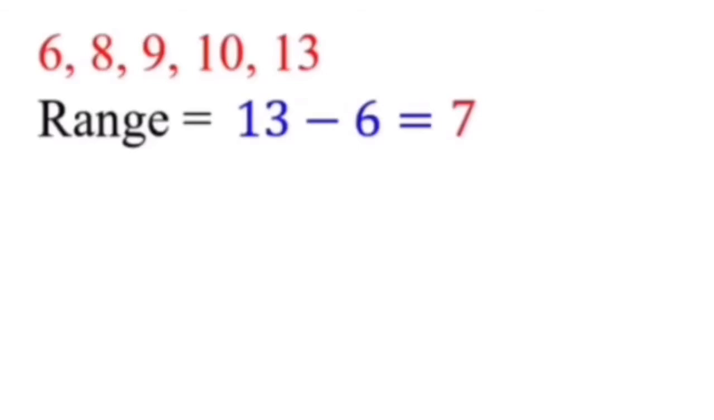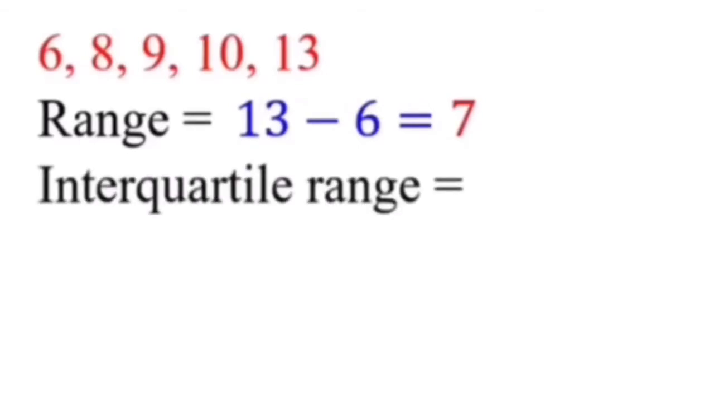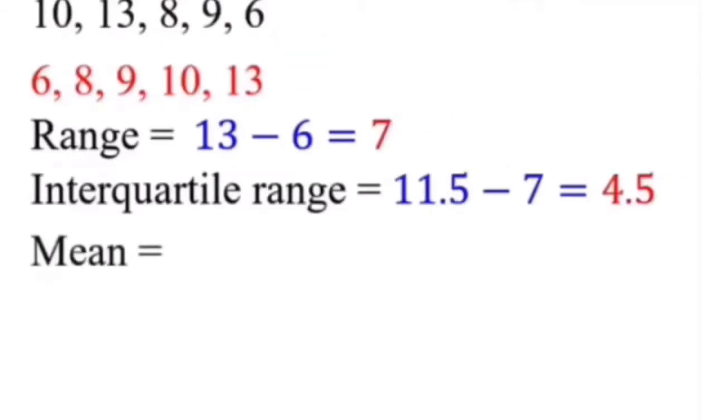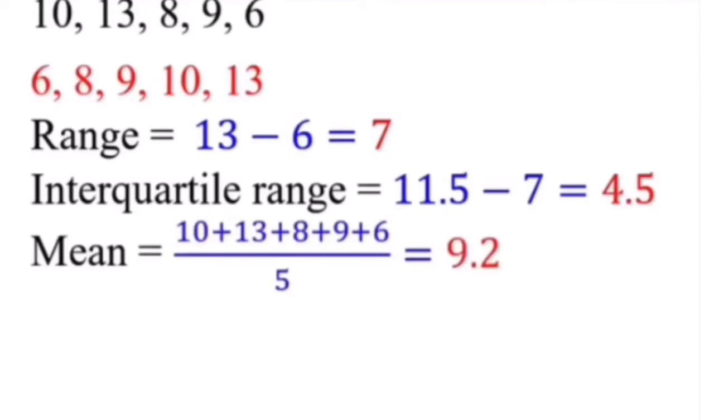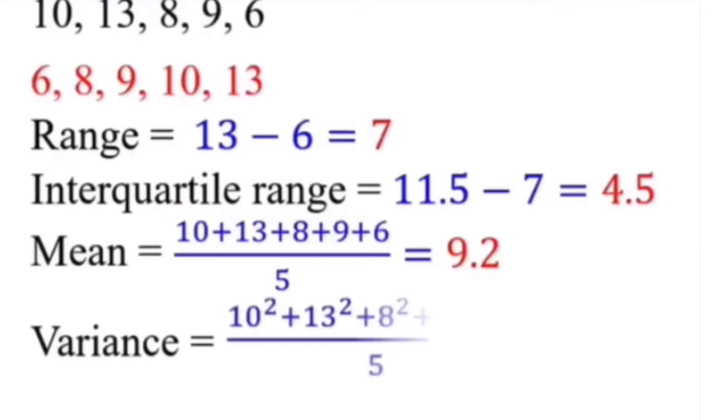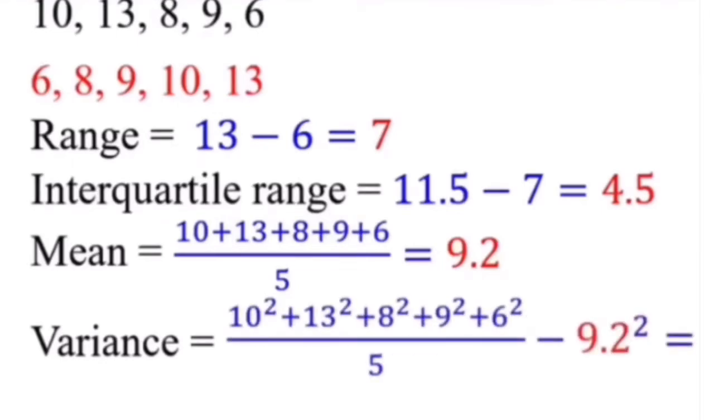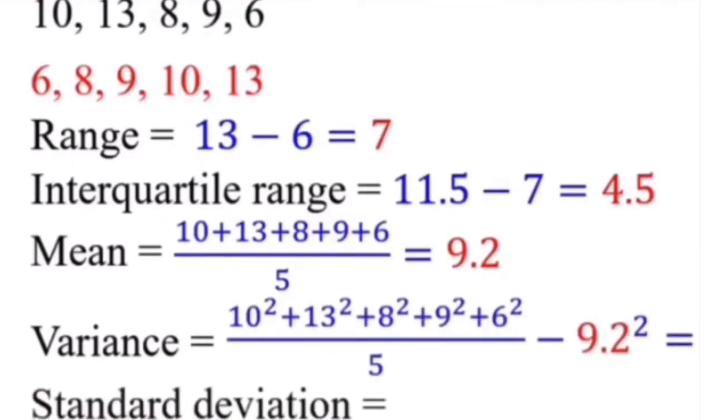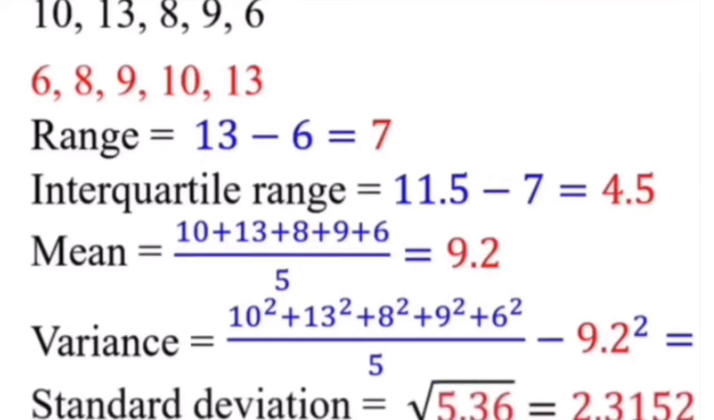Now we want to add 5 to the original data. We want to see the changes for the measure of dispersion. So the new data now is 6, 8, 9, 10, 13. The range is 13 minus 6, the maximum minus the lowest, 7. Interquartile range, Q3 minus Q1, is 4.5. Mean, we sum up everything then divide by 5, it's 9.2. And the variance, we take the sum of the data squared divided by 5 minus the mean squared.